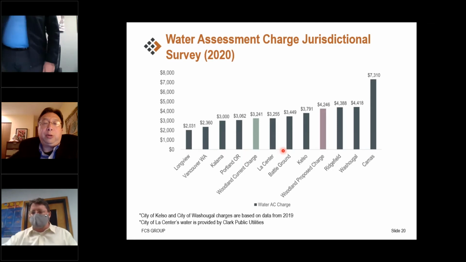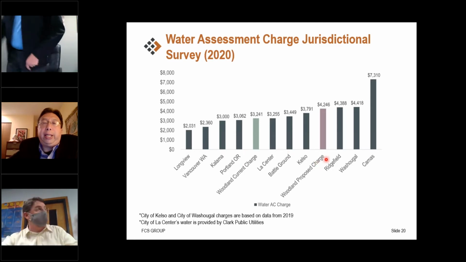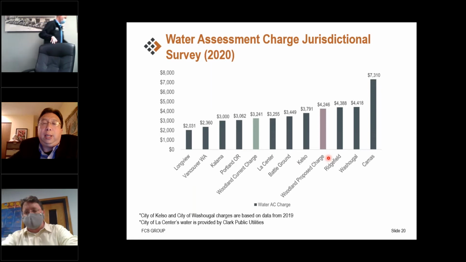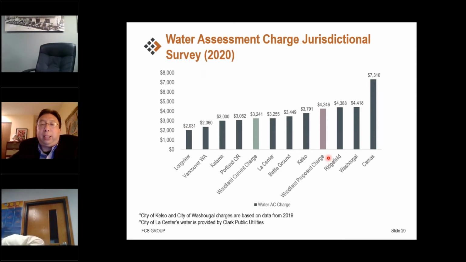And this is how it would compare to other municipalities in the area. And as soon as I finish here, I'm gonna go grab my charger because my computer says I'm running low on battery here.